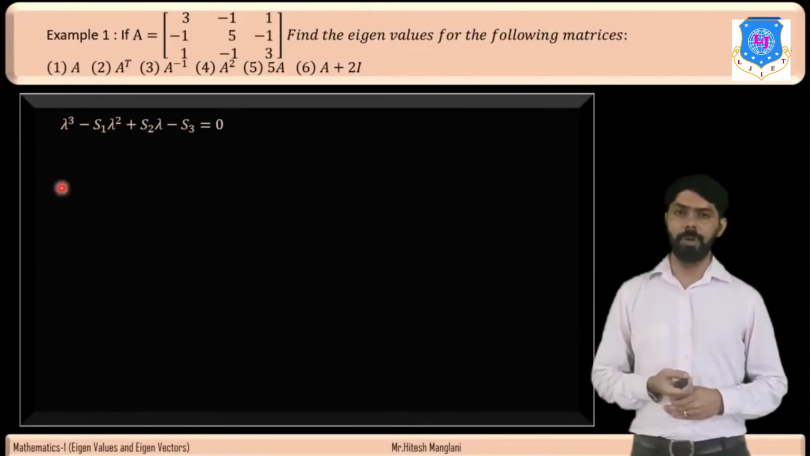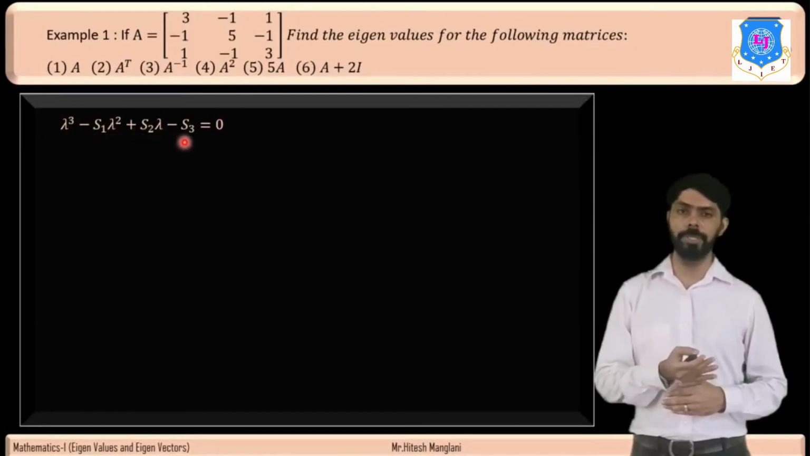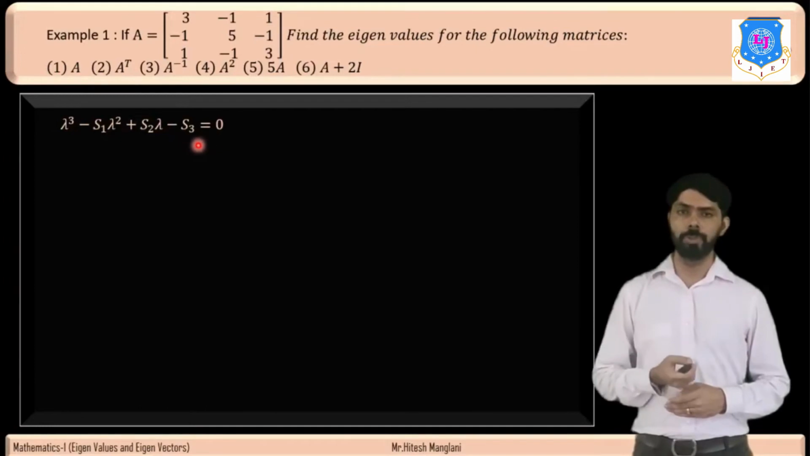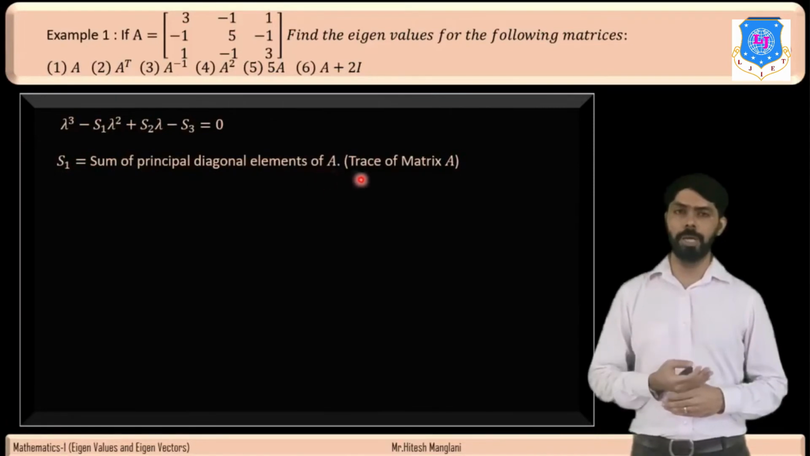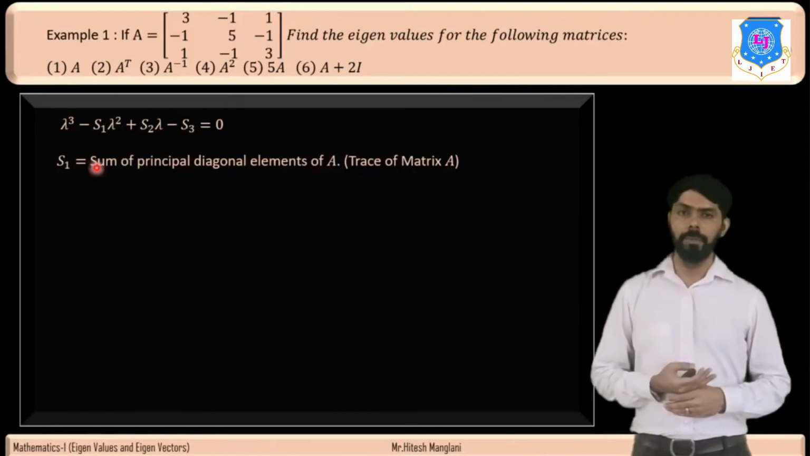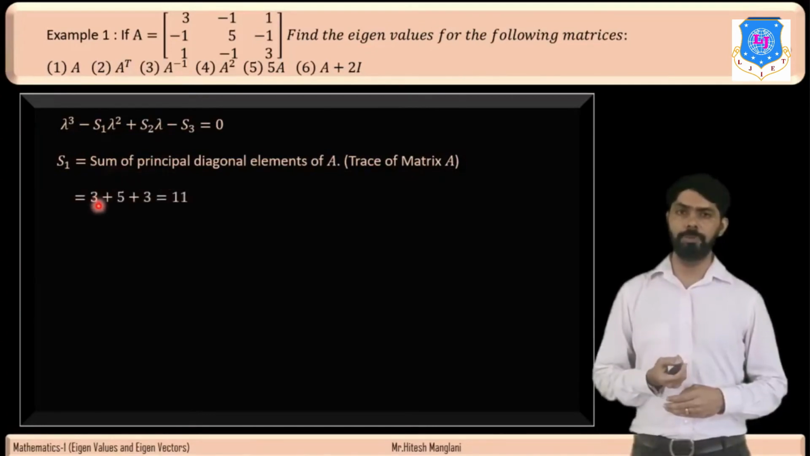Now the characteristic equation for a matrix of order 3 is given by lambda cube minus s1 lambda square plus s2 lambda minus s3 is equal to 0. Here s1 is the sum of principal diagonal elements of A, which is also called the trace of the given matrix. So we add the principal diagonal elements: 3 plus 5 plus 3, so it will be 11.